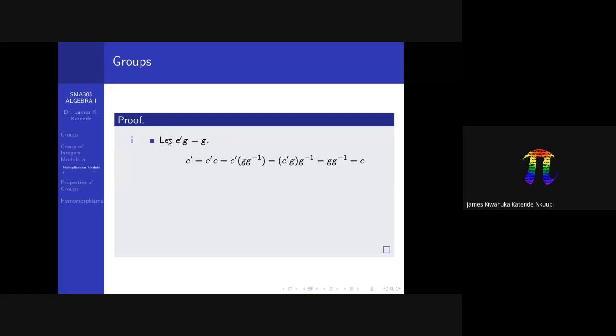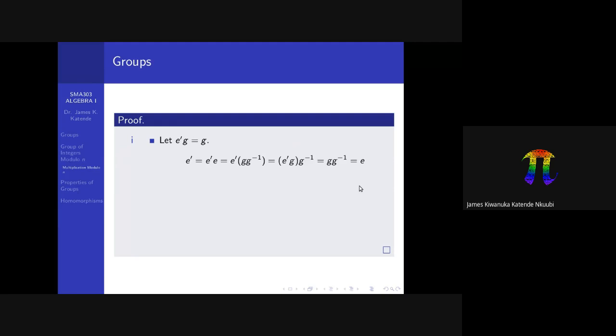Now, I have already made the assumption that E prime G is equal to G. So I can replace E prime G with G, and I have G G inverse. And by definition, if I multiply any element in the group by its inverse, I will get the identity. So we have shown that this E prime, which behaves like the identity, and we have used that bit where it behaves like the identity here, is exactly the same as the identity element.